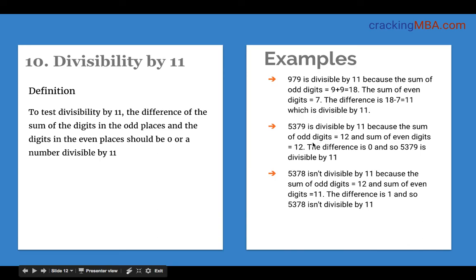Take another example, say 5379, which is divisible by 11 because the sum of odd digits is 5 plus 7, which is 12, and the sum of even digits is 3 plus 9, which is 12. The difference is 0, and hence 5379 is divisible by 11. If you take 5378, you'll find that the difference is 12 minus 11, which is 1, and that is not divisible by 11. So 5378 is not divisible by 11.